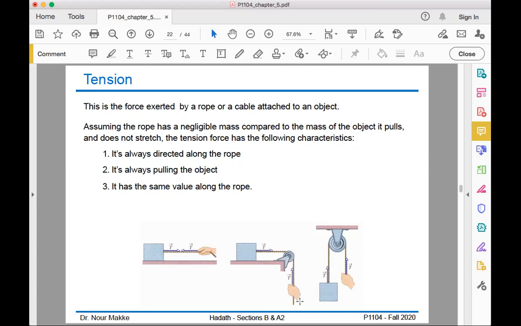So wherever you pull from one side and the block, for example, is pulled on the other side, you are pulling the cord here, and the cord is pulling the block in here. The force is the same. T is everywhere the same. And this is thanks to the assumption that we have made, that the rope has negligible mass and does not stretch.